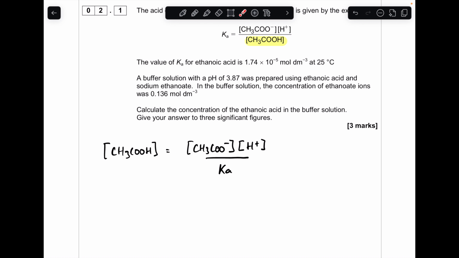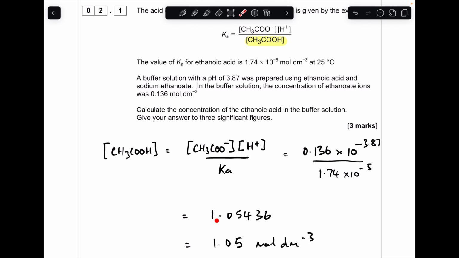So if we just look at the numbers, Ka we've been given is 1.74 times 10 to the minus 5. The concentration of the ethanoate ion is 0.136. And the H plus concentration, well, we're going to get that from the pH. So we're going to do 10 to the minus 3.87 to convert the pH into the H plus concentration. Calculate the value that comes out of that. To three significant figures, the answer is 1.05 moles per decimeter cubed.